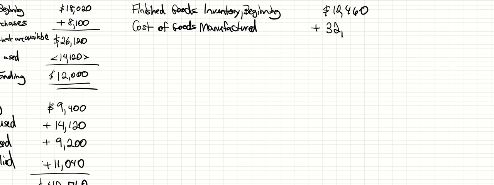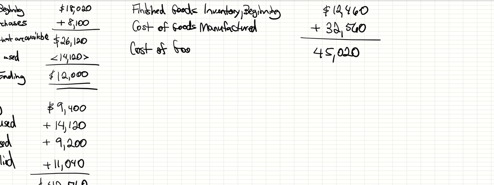So 32,560. Okay, so the cost of goods available for sale comes out to be $45,020. And I'll put it on here on the left-hand side: cost of goods available for sale.